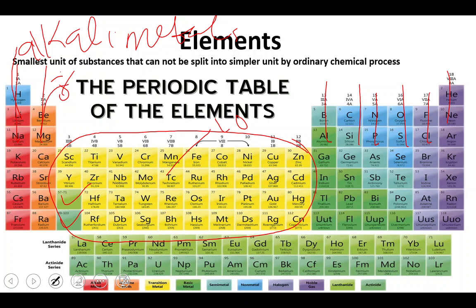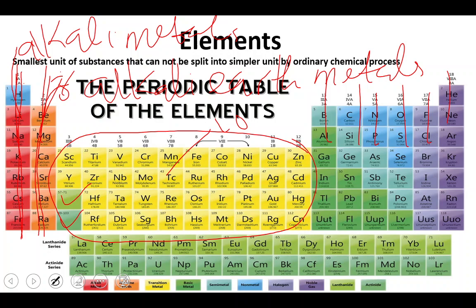So this one, which is group 2, these are the group 2 metals. These are the group 1 metals. So these are the alkali metals, while these ones are the alkaline earth metals.